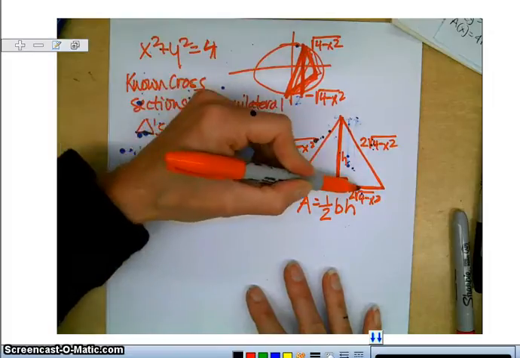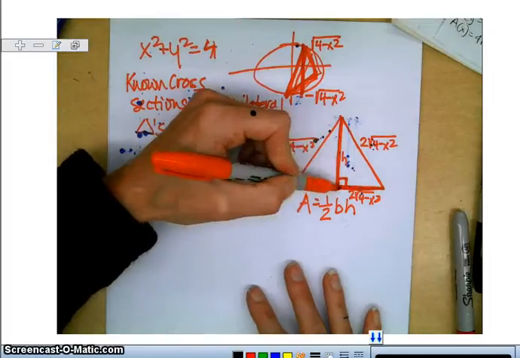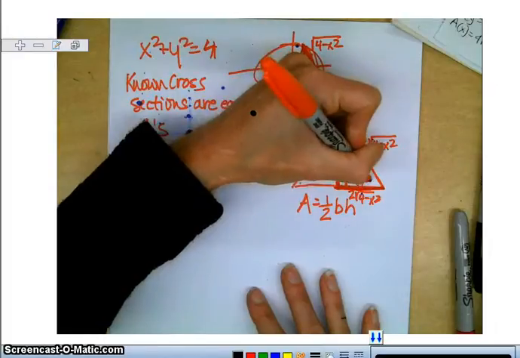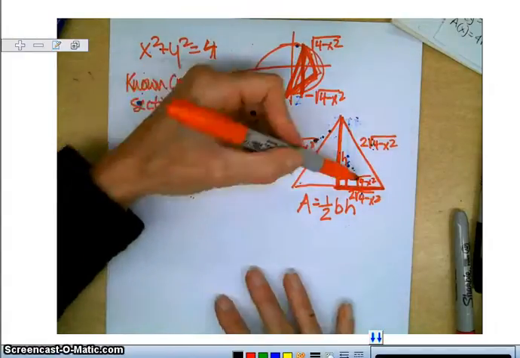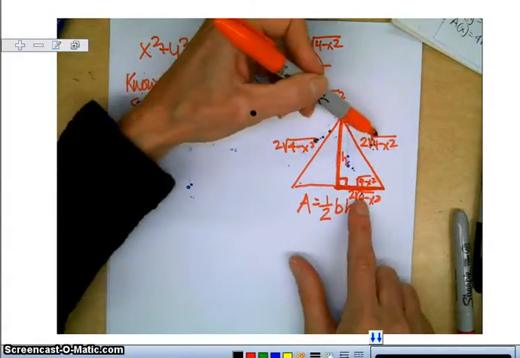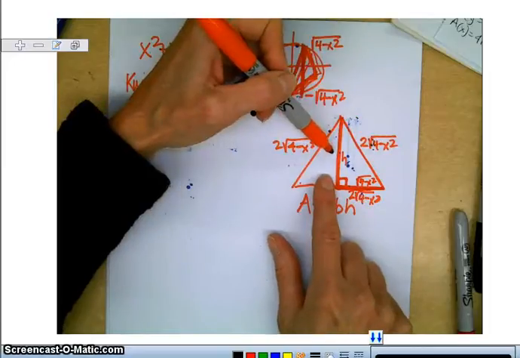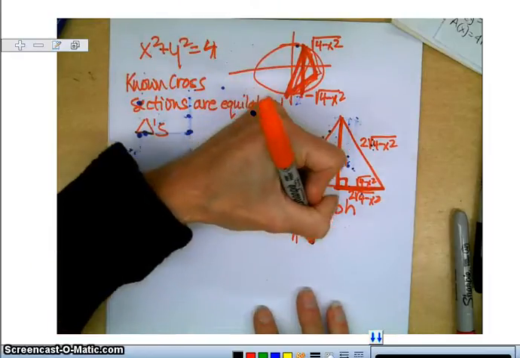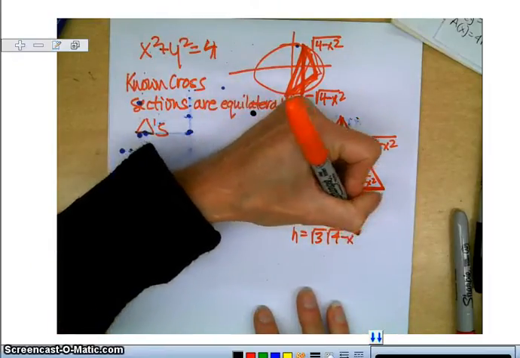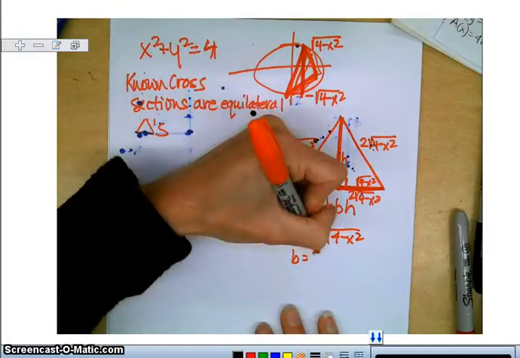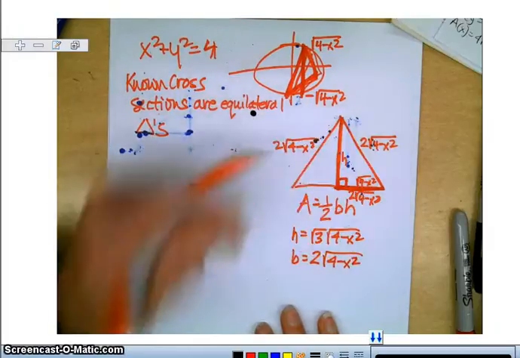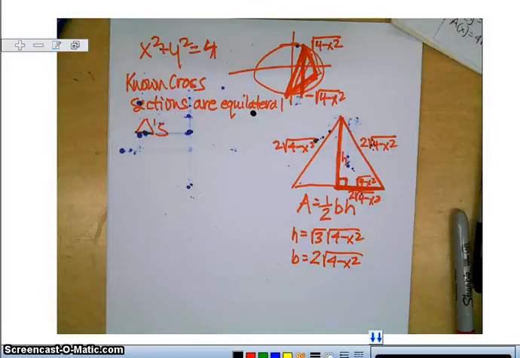Okay, how long is that right there? That part's just the square root of 4 minus x squared. In a 30, 60, 90 triangle, this is the small side and this is twice the small side. What do you multiply the small side times to get that side? Square root of 3. So the height is the square root of 3 times the square root of 4 minus x squared. The base is twice the square root of 4 minus x squared. Can we find our area now? Is it always going to be square root of 3 times the small side if it's a 30, 60, 90? Yes.